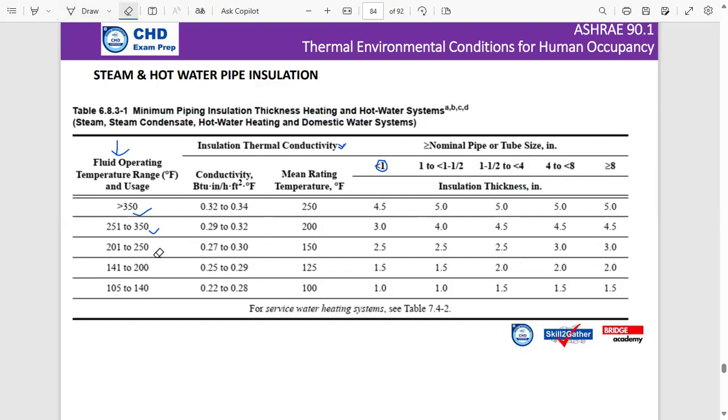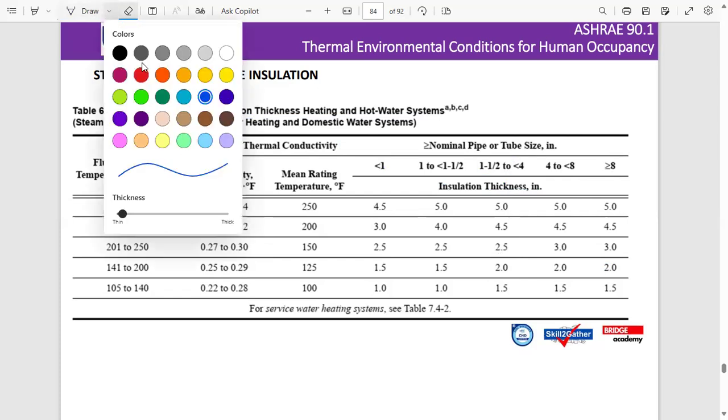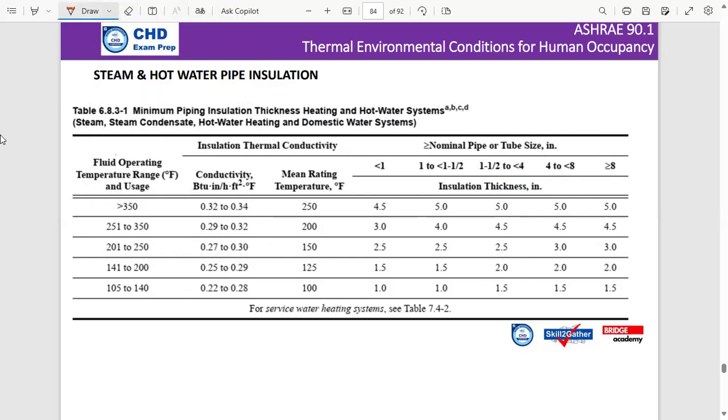For instance, let's say, let me grab another color, red. Okay. Let's say the temperature inside the pipe is between 201 to 250 degree Fahrenheit. The insulation that you are going to consider for this particular application must have the thermal conductivity between 0.27 to 0.3. If the pipe size is below 1 inch, the insulation thickness is 2.5 inch.